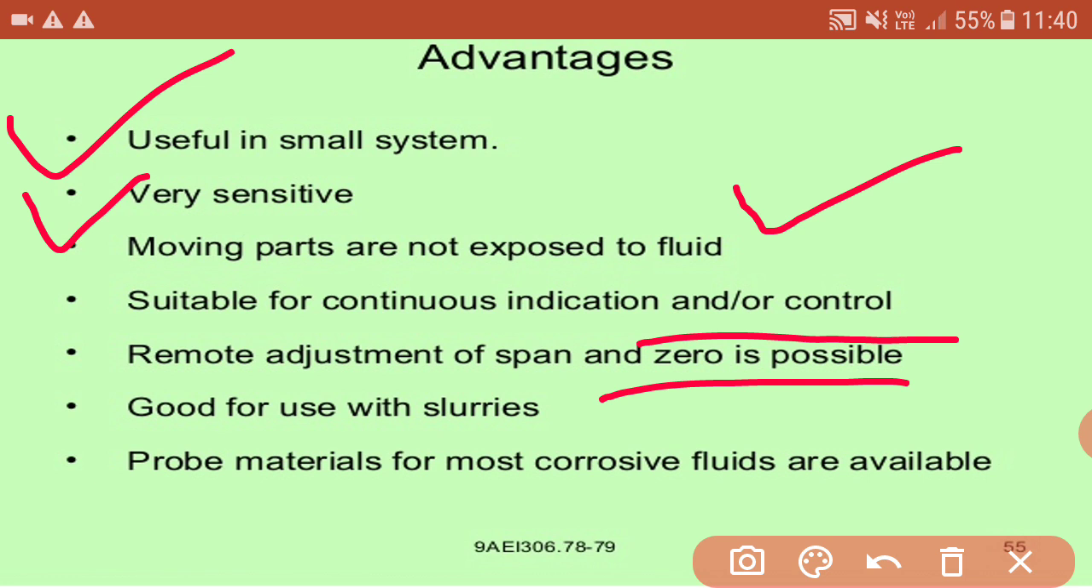Then good for use with slurries. See, if the liquid is not a pure liquid and it is a slurry type liquid, then also we can use it. Probe materials for most corrosive fluids are available. So there are different probe materials available.